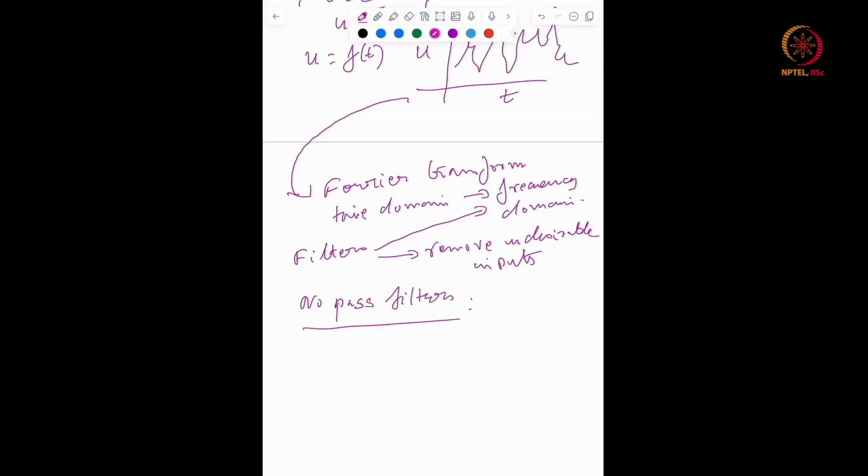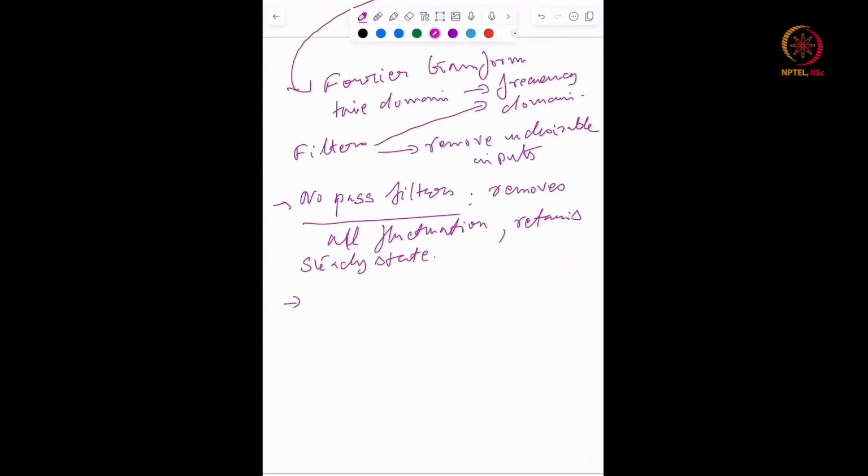Okay, so what is a no pass filter? It removes all fluctuations. So if you think that your flow is steady, it removes all transient fluctuations and retains the steady state. Okay, so if you think that your flow is steady, then you can apply a no pass filter, because in that case all other fluctuations are basically undesirable. Then you can have low pass filters, and this will be important when you do PIV and stuff like that. The low pass filter removes all fluctuations with frequency above a cutoff value.